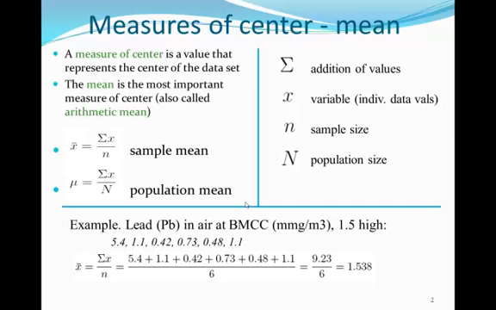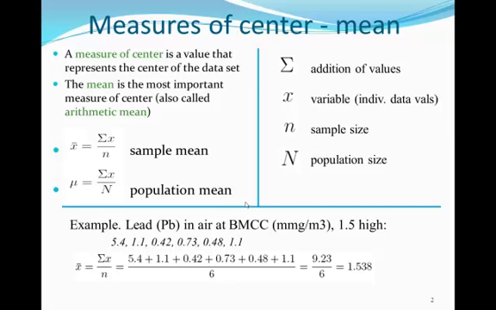x bar equals summation of x divided by sample size n, which is equal to 5.4 plus 1.1 plus 0.42 plus 0.73 plus 0.48 plus 1.1, divided by 6, which is equal to 9.23 over 6. We get 1.538, and 1.538 is bigger than the benchmark 1.5, which means the average lead level here is over the benchmark, meaning it will do some harm to our students.